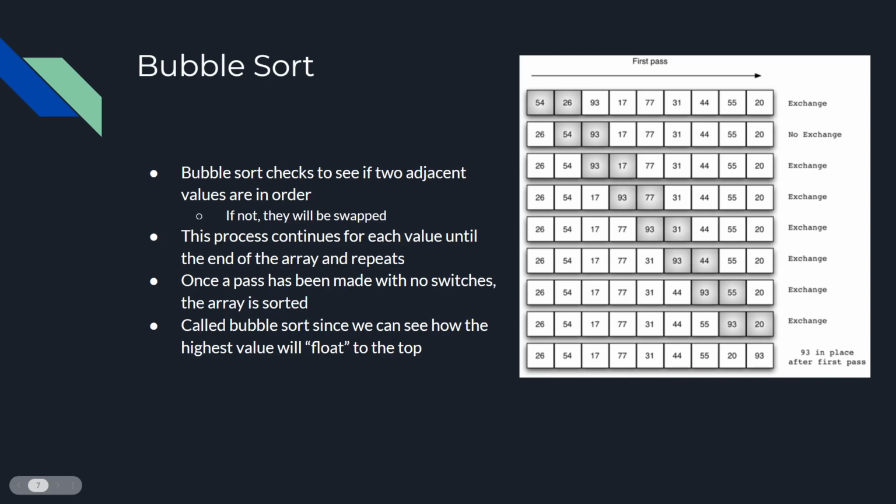Now let's move on to sorting algorithms. The first sorting algorithm that we will go over is bubble sort. All that bubble sort does is it checks to see if two adjacent values are in order. If not, they will swap indices, and you keep repeating this process until it gets to the end of the array, and it will go over and over again until no more switches have been made in any given pass. Once no more switches have been completed, that means that the array is sorted. We call this bubble sort because in this visual right here, we see how the highest value will eventually float to the top.